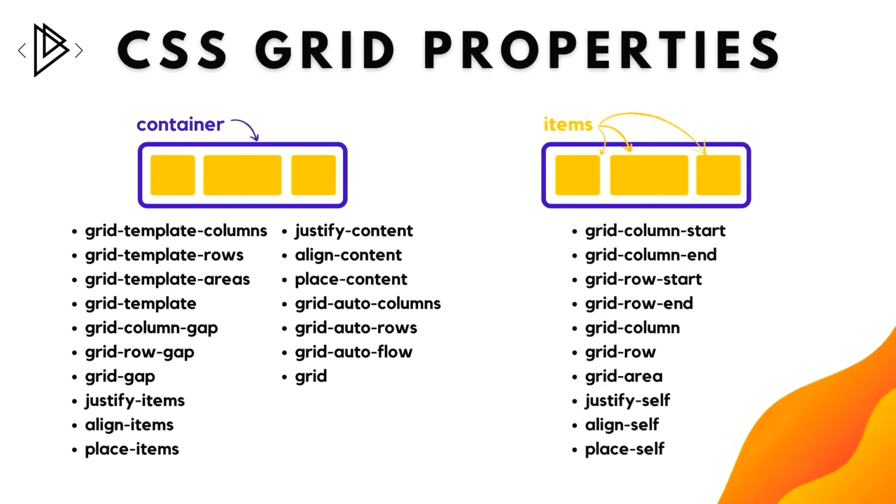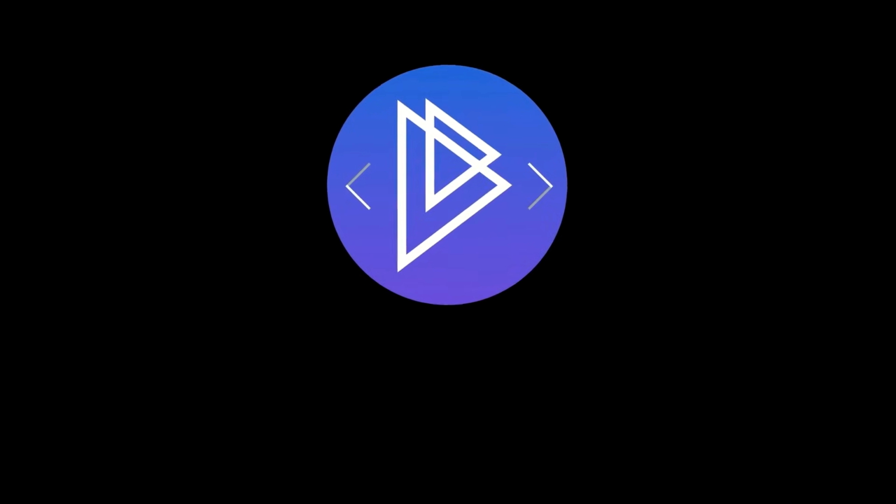Now CSS Grid is made up of container properties and item properties, and you can see them all here. Now don't worry, I won't bore you by reading them all out because as you can see there are quite a lot of them here, but you can feel free to pause the video to have a read. Okay, so that's enough of the visuals. Let's now jump into the code and we'll start by going through each container property in detail.